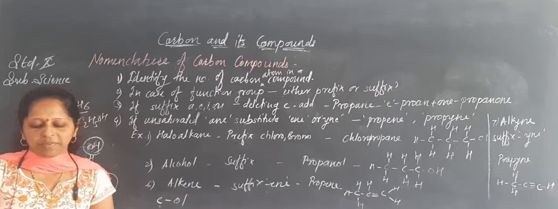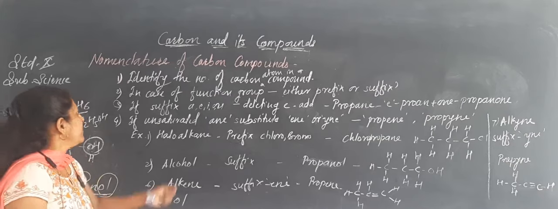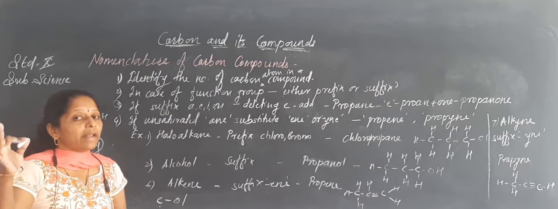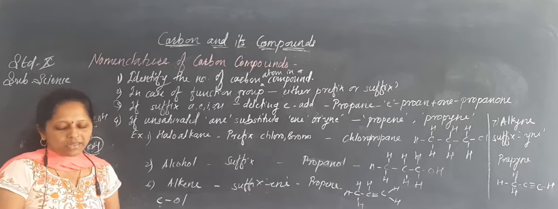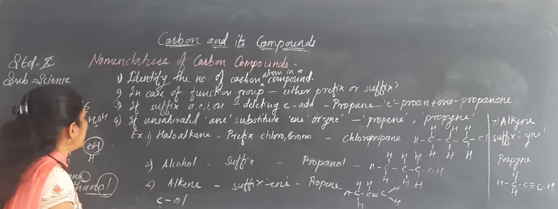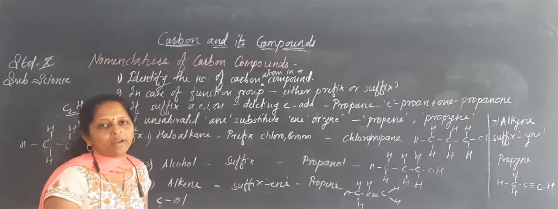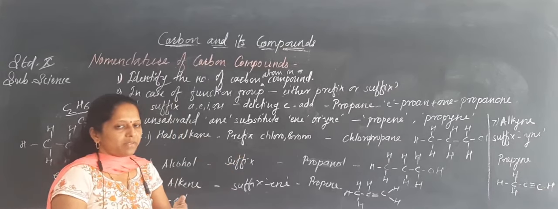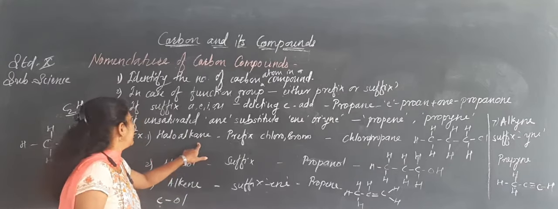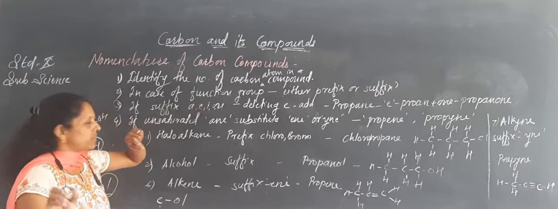So in case a functional group is present, it is indicated in the name of the compound either as prefix or suffix. As I told, take the example of haloalkanes. You should also observe the table while learning. Now, while we are observing, you should take your textbook and see if you are understanding. In case of a functional group, it is either prefix or suffix.